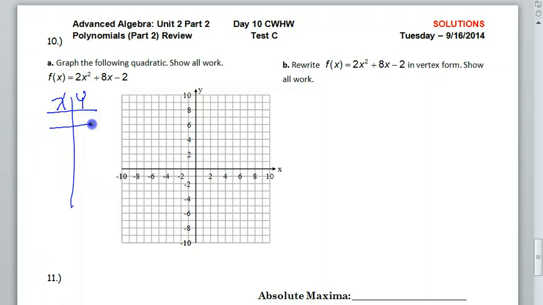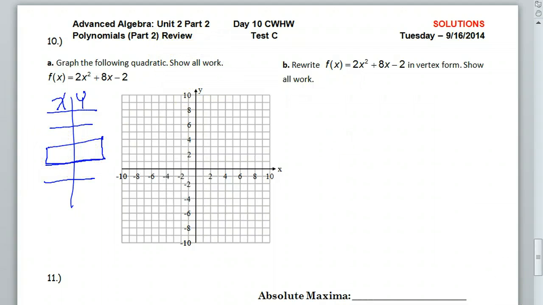How do you know what goes in the middle of your chart? Do you guys remember how to know what goes in the middle? How will you know which is your vertex? Yeah, that little formula. Remember, opposite of b over 2a. That's how we find the x value of the vertex and the axis of symmetry.